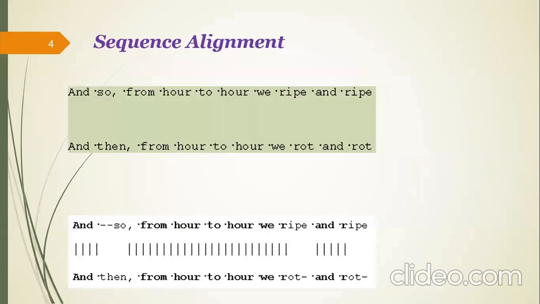These are two sentences and we want to know the similarities between the two. For this, we use sequence alignment in bioinformatics. And like, check this sentence: and so from hour to hour, we ripe and ripe.